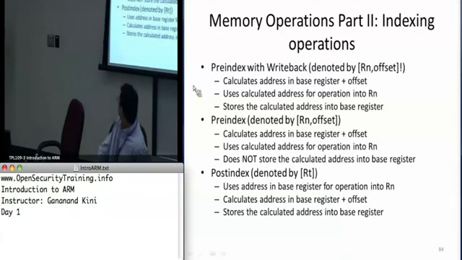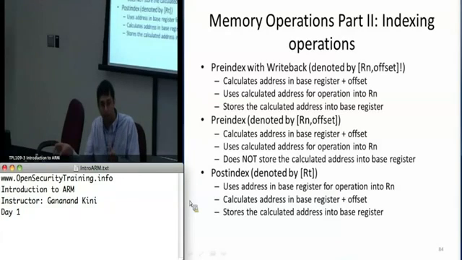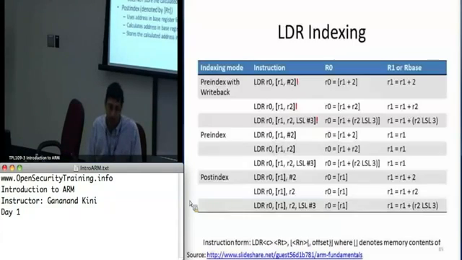Similarly, there's something called post-indexing, and you'll see the difference in a minute, but it calculates the address again, followed by an offset, but the offset you specify outside the square brackets, and it stores the calculated address back into the base register. This is similar to pre-index with write-back. The only difference is the offset is put outside and there is no exclamation point.